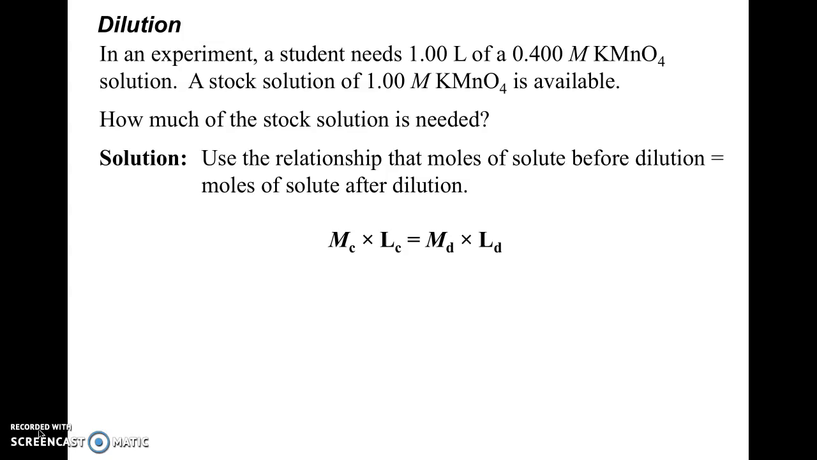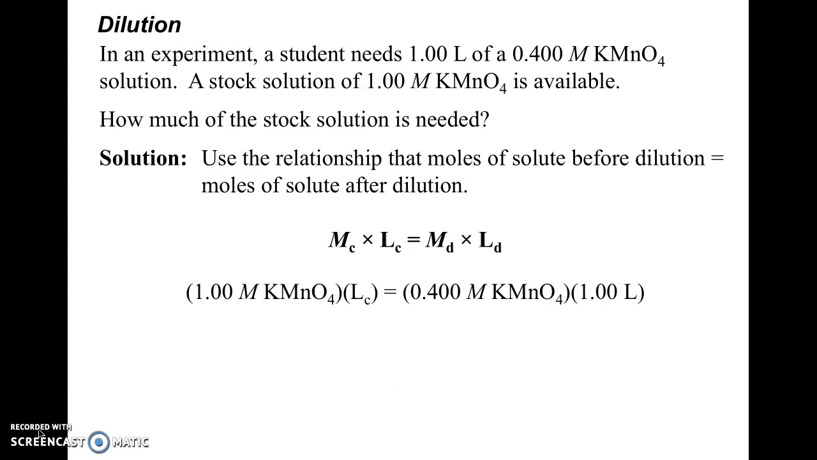You can use that relationship that the moles of solute before dilution equals the moles of solute after dilution. We know that he needs 1 liter of 0.4 molar. We know that he can start with 1 molar. And so we have written this equation where we have the molarity of the concentrated solution times the volume of the concentrated solution, equal to the molarity of the diluted solution times its volume. We plug in what we know.